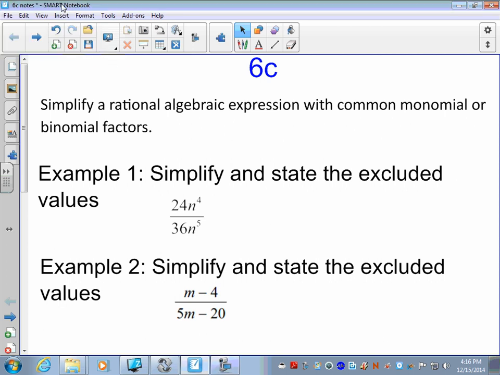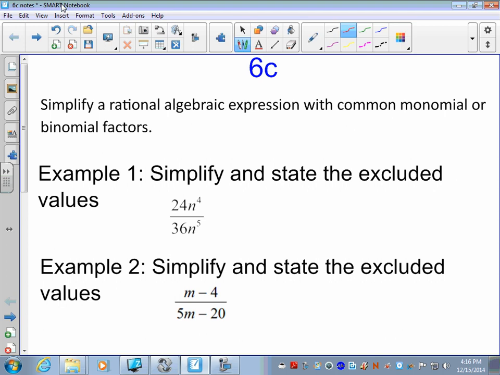Welcome to 6C notes, where we're simplifying a rational algebraic expression with common monomial or binomial factors. Example 1, we are simplifying and stating excluded values. To simplify, we have a monomial 24n to the fourth divided by another monomial 36n to the fifth.